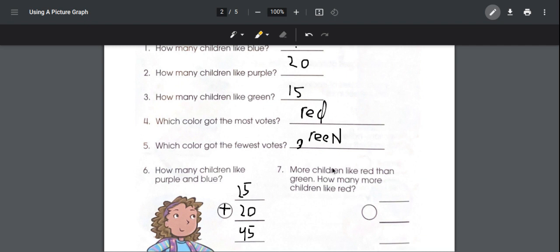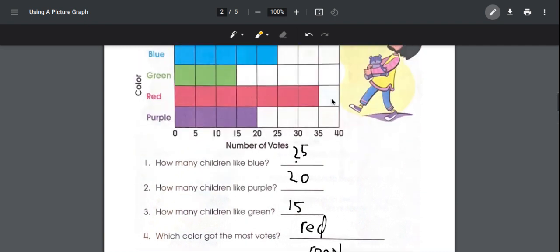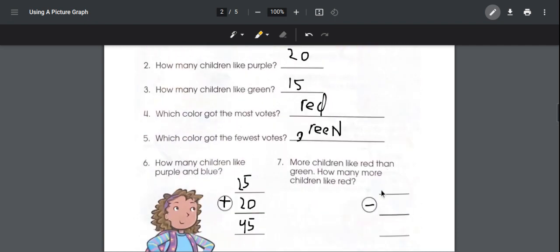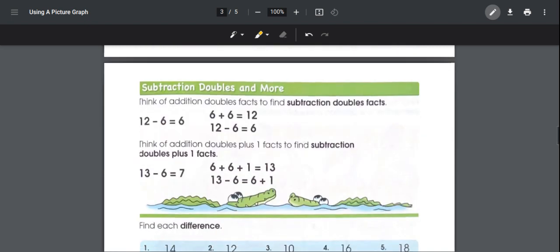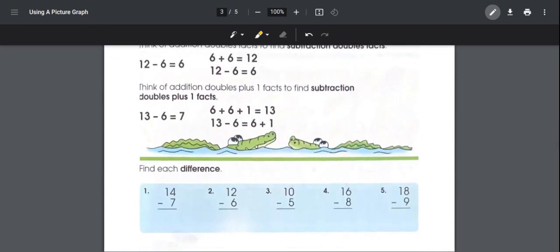Okay, number 7. More children like red than green. How many more children like red? So since it's red more than green, we have to subtract. So there were 35 people who liked red, and we have to subtract the number of people who like green, which was 15. So we do 35 minus 15, and that leaves us at 20. So there are 20 more children who like red.